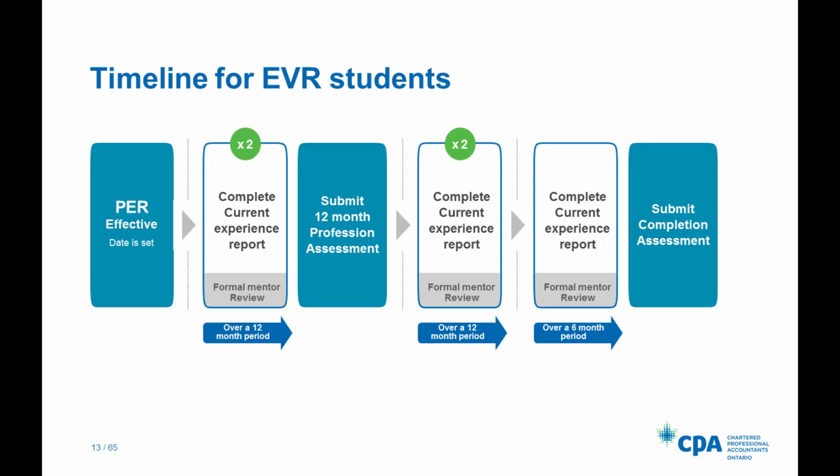Moving forward from there, students must update their experience reports and have a mentor review at least twice within each 12-month period. When a student is ready to submit for a completion profession assessment, a student with no prior experience should have updated their experience report 5 times and have 5 mentor reviews if they're completing at 30 months. Remember, it may take longer than 30 months for some experience verification students, so they should always keep up to date with 2 mentor reviews for every 12 months of current experience, regardless of their duration.